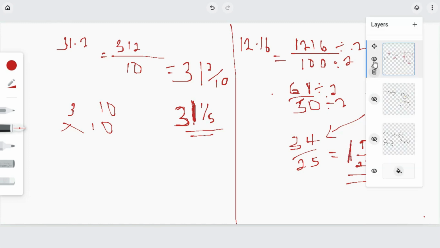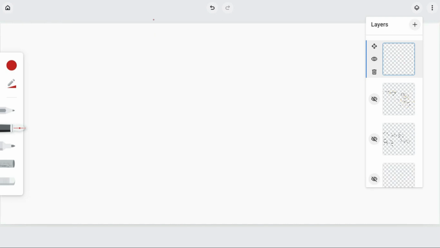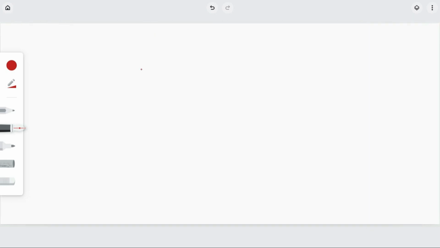And the second exercise that I gave you, if I remember right, that's 4.44.